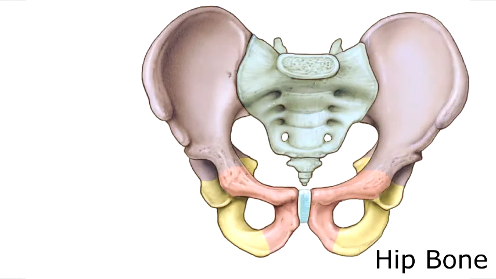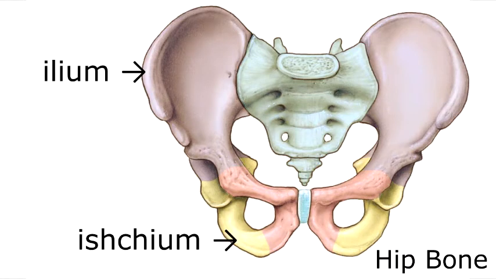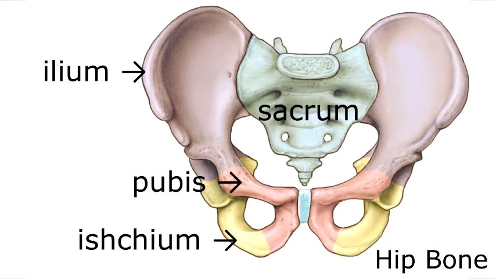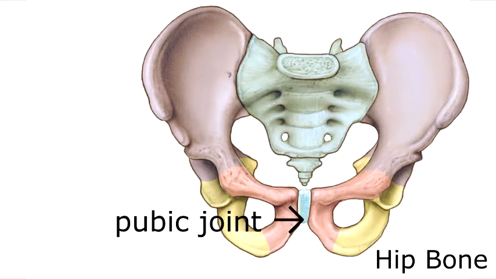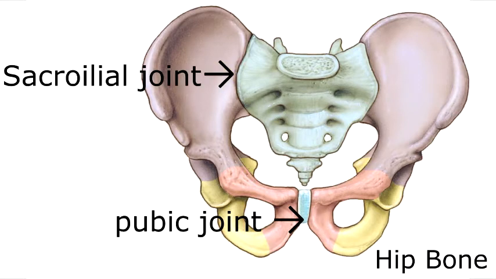The hip bone is a fusion of 3 bones, the ilium, the ischium and the pubis. And this is the sacrum, as we have seen before. This joint where the pubis of left and right hip bones join together is the pubic joint. This joint where the sacrum and the ilium join together is the sacroiliac joint. And this depression here is called the acetabulum.